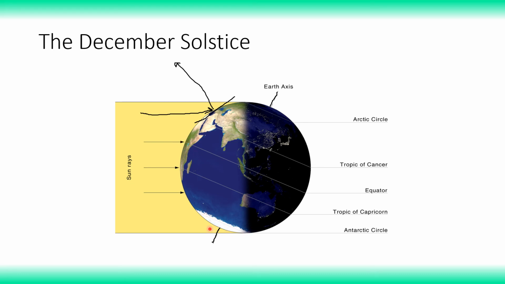And of course down here at the South Pole, it's the opposite of what we saw before. If you start out over here, 12 hours later you'll be over here, still getting sunlight. 12 hours later, you'll be back over here, still getting sunlight. So 24 hours of daylight.